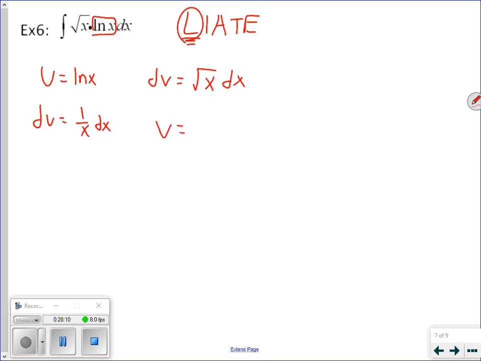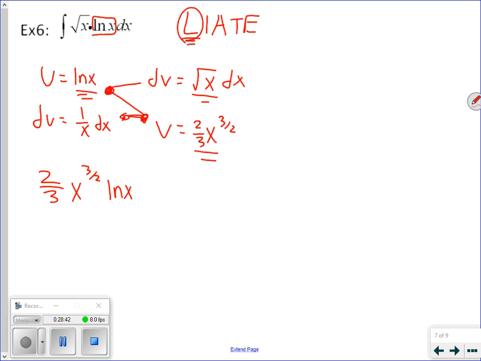And v is the integration of x to the 1/2 power, which is x to the 3/2 power times 2/3. And the dx goes away. And then we can do uv minus the integration of v du. Okay? So I like to write it in this order. When I do u times v, I like to put my constant first, my variable or algebraic expression next, and then ln of x, minus the integration of v du.